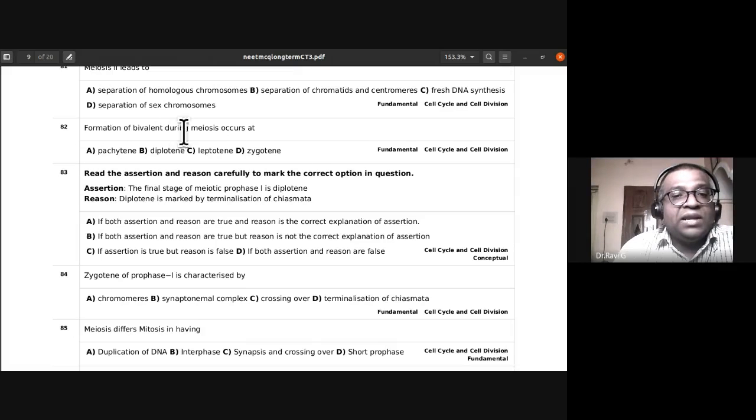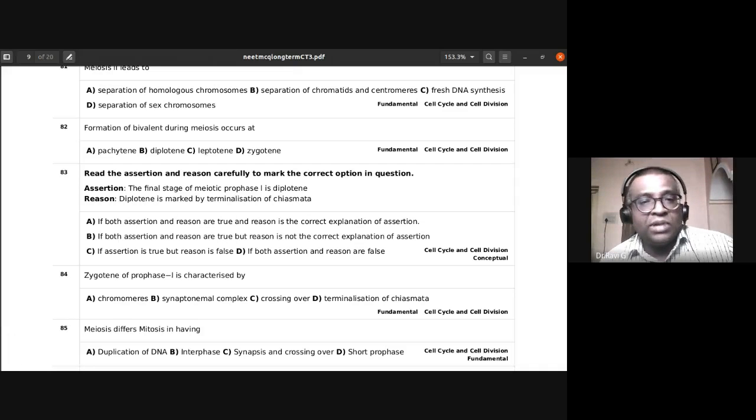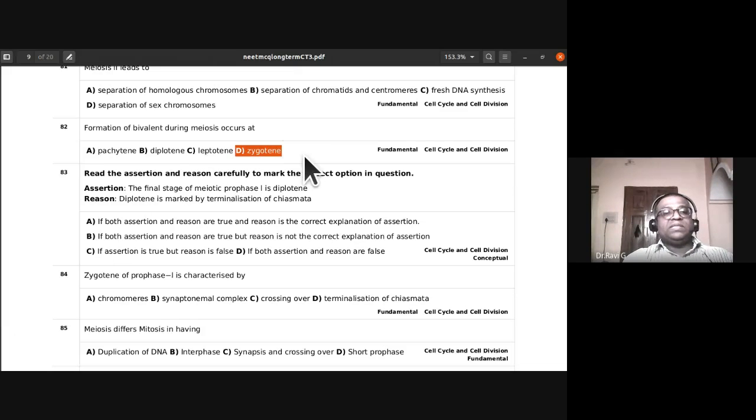Formation of bivalent during meiosis occurs at which stage? Is it pachytene, diplotene, leptotene, or zygotene? Zygotene. Zygotene, the pairing up of homologous chromosomes, you can see. So zygotene, it takes place.